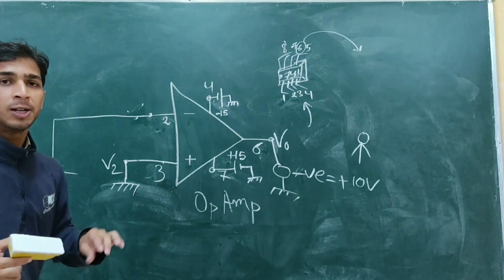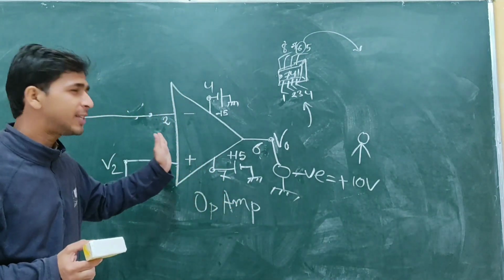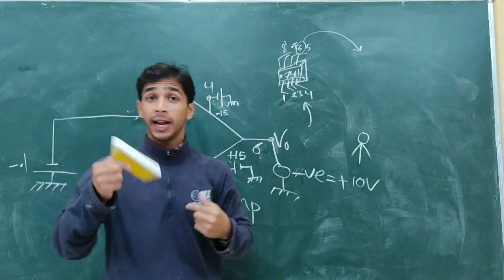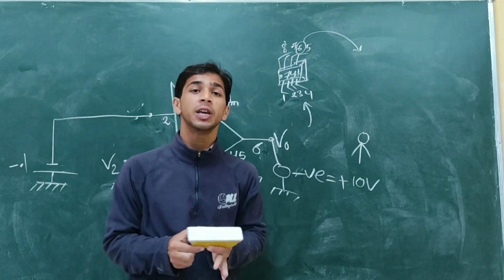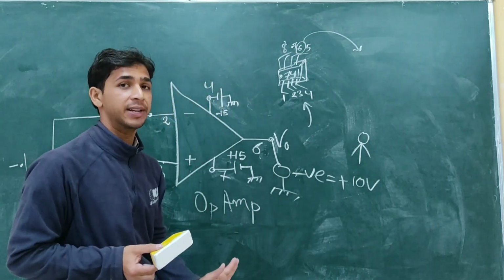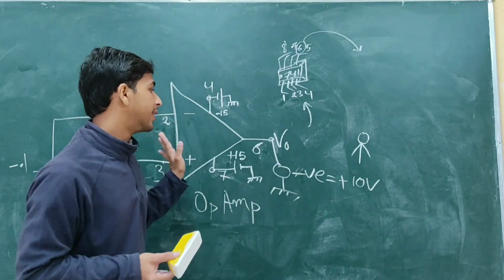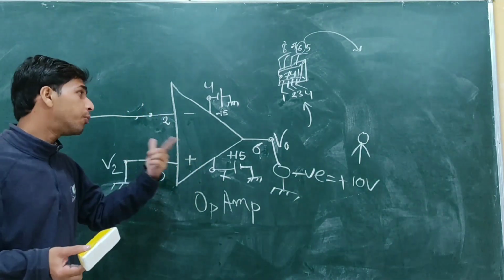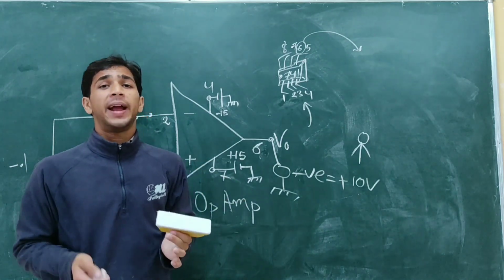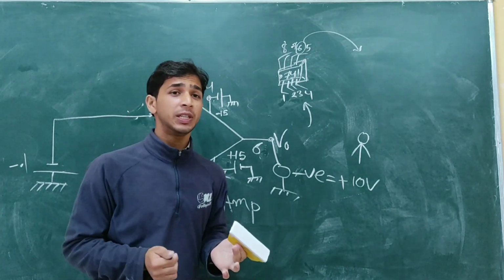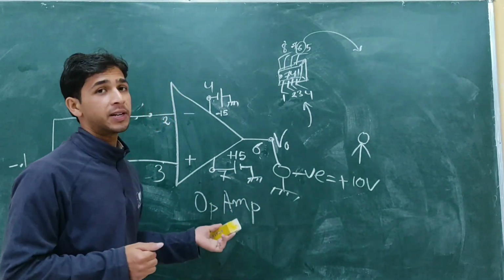So these are the basic phenomena that can be performed using this operational amplifier. And in our next lectures, we will see different kinds of circuits using this operational amplifier. So this was the overview, that is how the legs of an operational amplifier work. And in our later lectures, we will see different kinds of circuits using this operational amplifier.